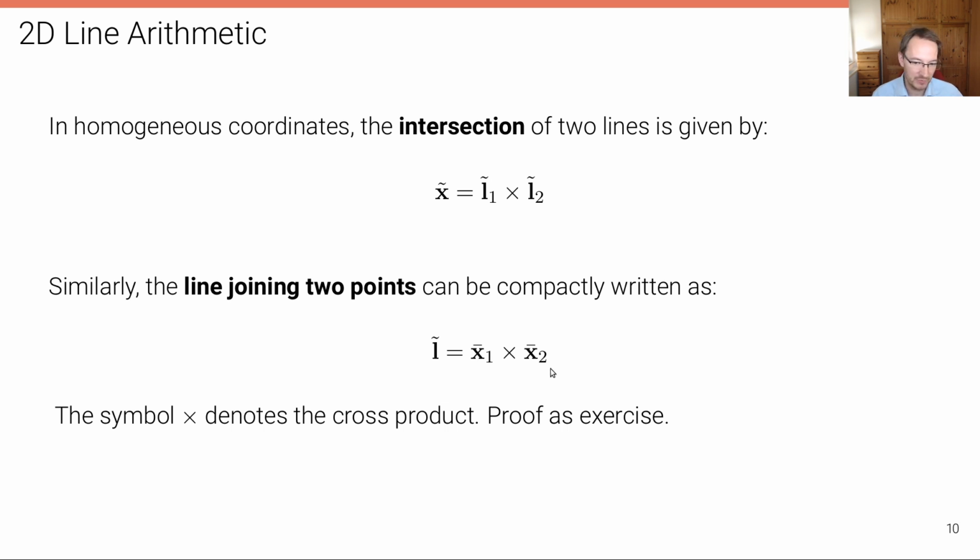And here I've used the augmented version of a homogeneous vector, but this could be replaced by any homogeneous vector, of course, again. The symbol here denotes the cross product, and the proof of this is very easy and is left for the exercise. So we see already that this homogeneous representation is a very useful representation to express very simple relationships that are otherwise harder to express.